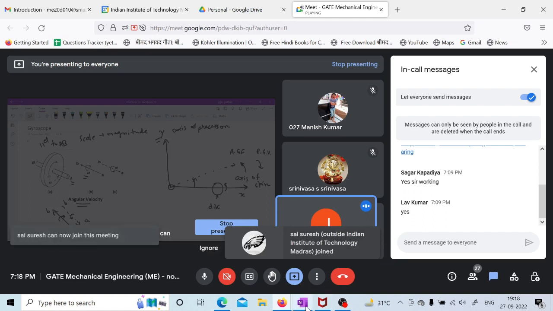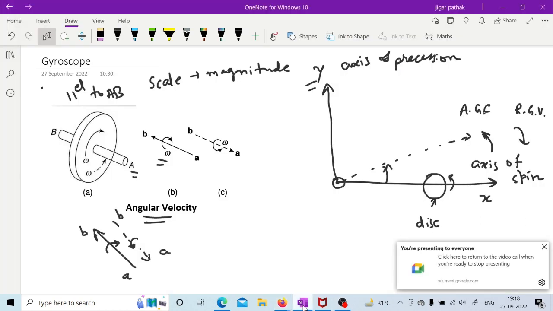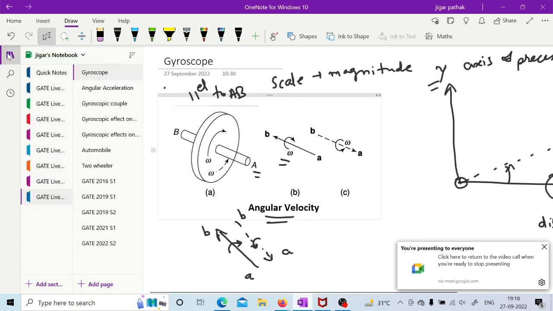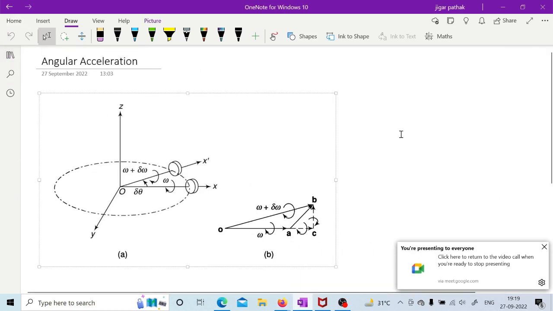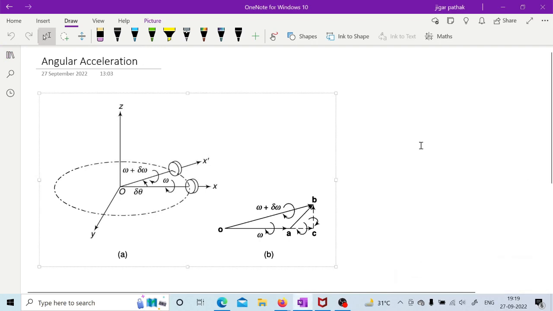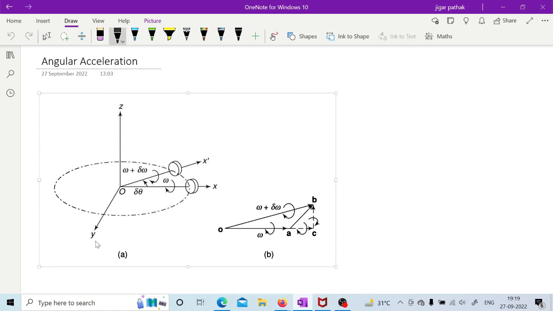Okay, right? So this is how you are having your angular velocity. Once you are done with this angular velocity, then you can come to angular acceleration. Now as we have seen, here x, z and y have been mentioned like that. We have seen x, y and z.